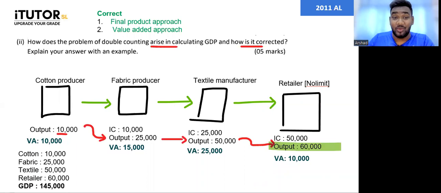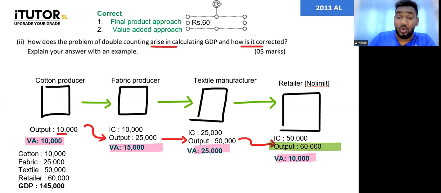So according to the value added approach, how do you calculate the GDP? You add all of these: the 10,000, the 15,000, the 25,000, and also the 10,000. So how much do you get if you add all of this? 10 plus 15 plus 25 plus 10. How much are we getting? We're still getting the same answer, right? We're still getting 60,000.